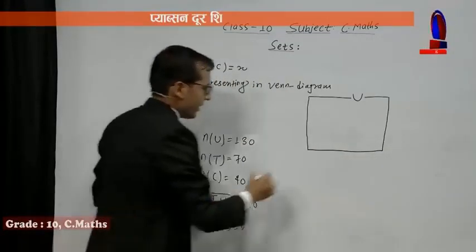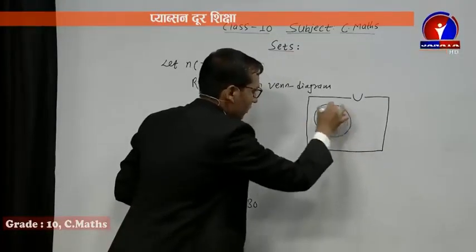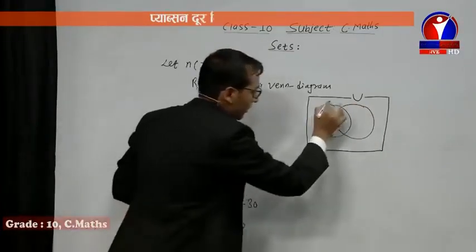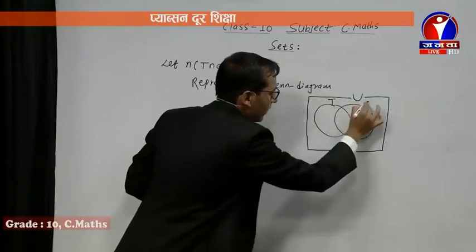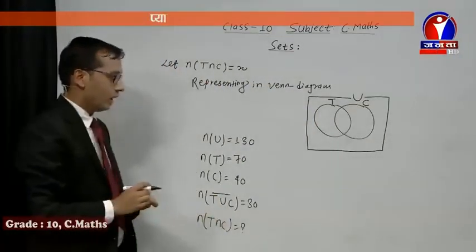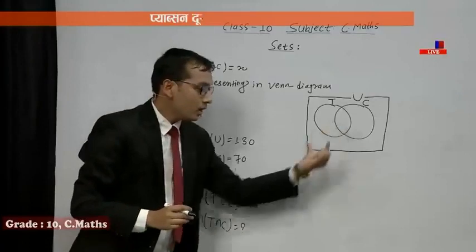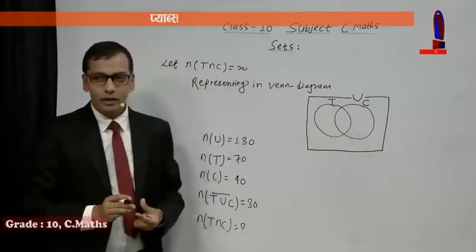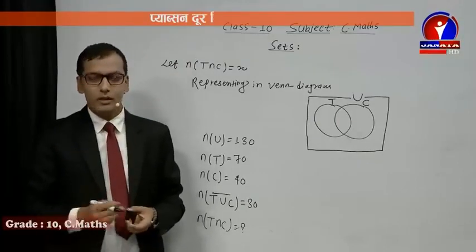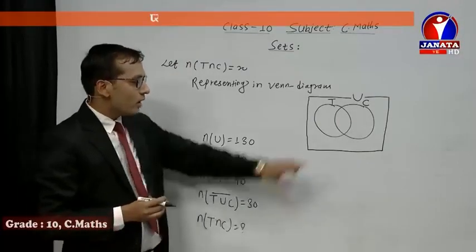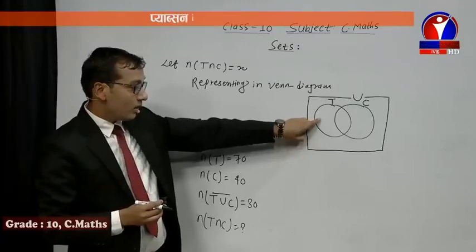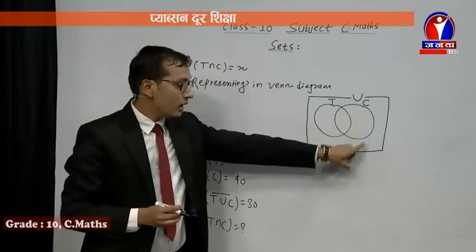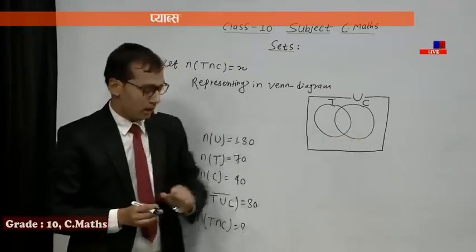There are two sets. Let's draw two sets: first is T and second is C. As I said in the previous class, under the universal set U there are four different regions. First region is only T, second is the intersection of T and C, third is only C, and the last one is the complement.